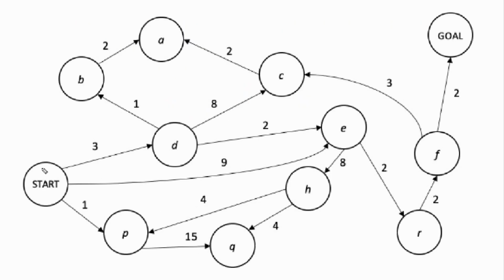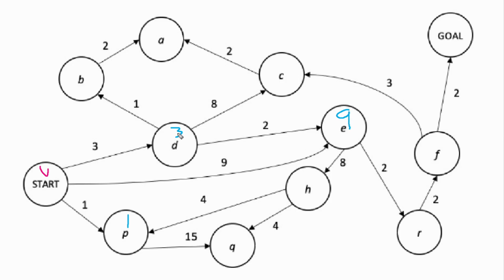All right, so I'll do a little example here. We're going to start at the start here. We'll make this red, so that's been visited. And we're going to look at its fringes, so what's directly connected to it. So we have P, which will cost 1. We have D, which will cost 3. And we have E, which will cost 9.